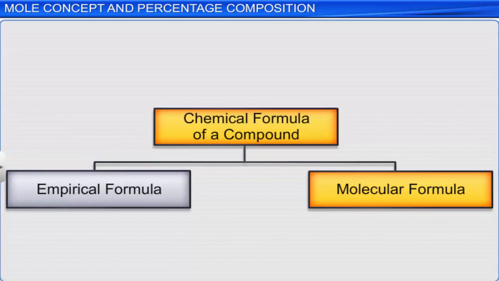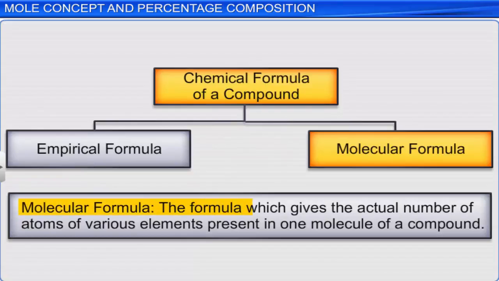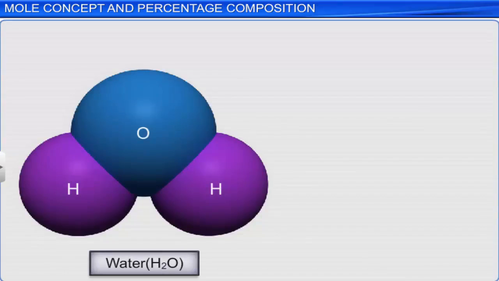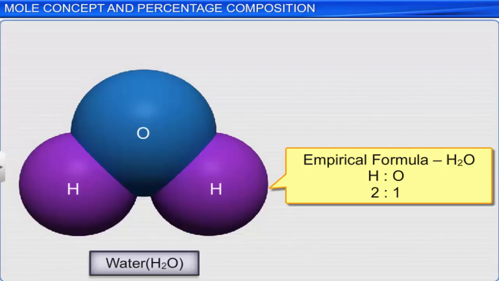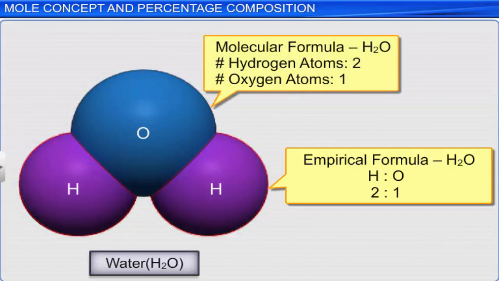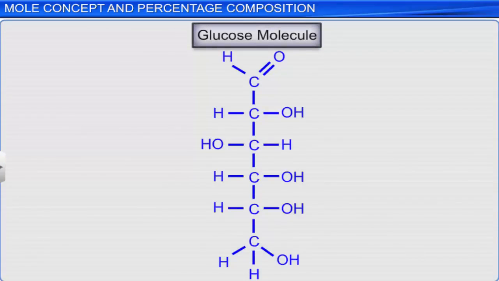The molecular formula is defined as the formula which gives the actual number of atoms of various elements present in one molecule of a compound. In case of water, the molecular formula is H2O, same as the empirical formula, because one molecule of water contains 2 atoms of hydrogen and 1 atom of oxygen. In case of glucose, the molecular formula is C6H12O6. This means that one molecule of glucose has 6 carbon atoms, 12 hydrogen atoms and 6 oxygen atoms.